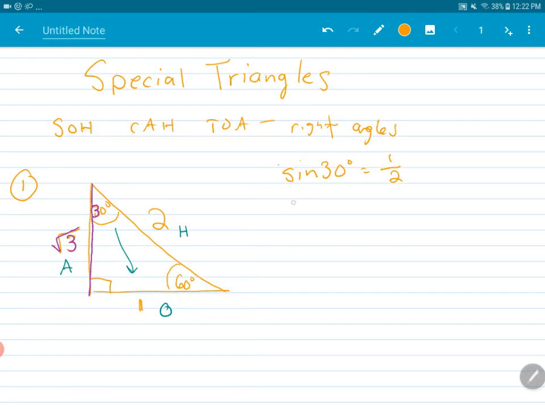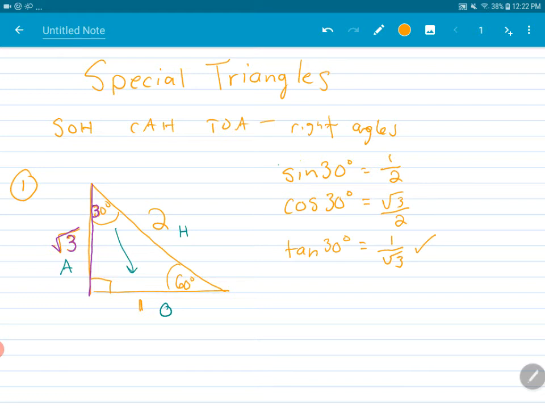Super nice. Cos of 30 degrees is going to be adjacent over hypotenuse, so square root 3/2. And tan 30 is going to be opposite over adjacent, which is 1/√3.